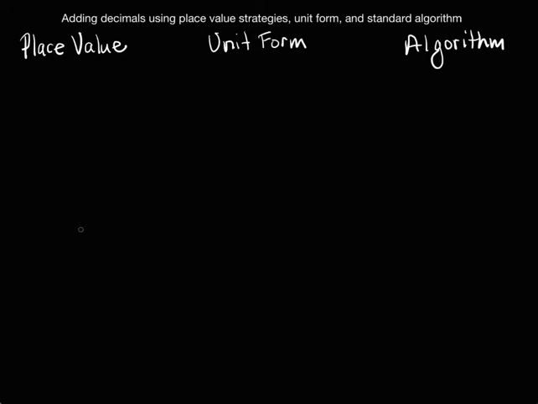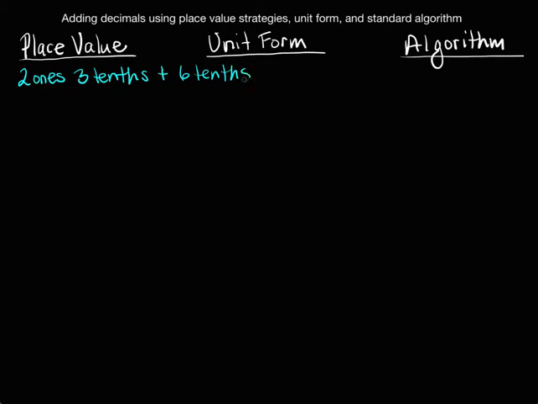We're going to add decimals using place value strategies, unit form, and algorithm. And the algorithm can also be referred to as a written form. Let's go ahead and do 2 ones, 3 tenths, plus 6 tenths. I'll start with the place value strategies.